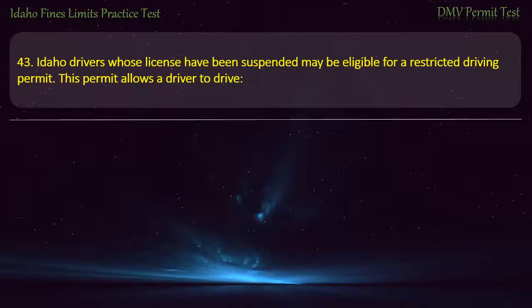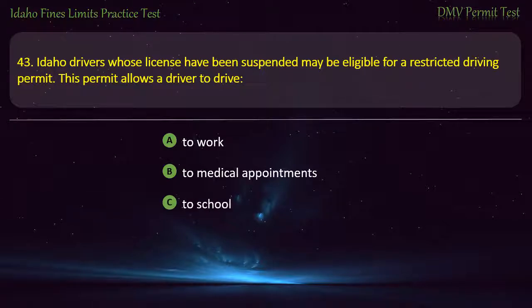Question 43. Idaho drivers whose licenses have been suspended may be eligible for a restricted driving permit. This permit allows a driver to drive to work, to medical appointments, to school. All of these answers are correct. Answer: All of these answers are correct.